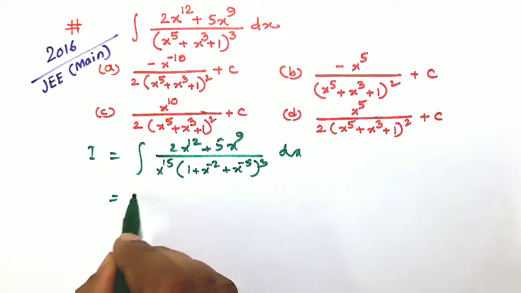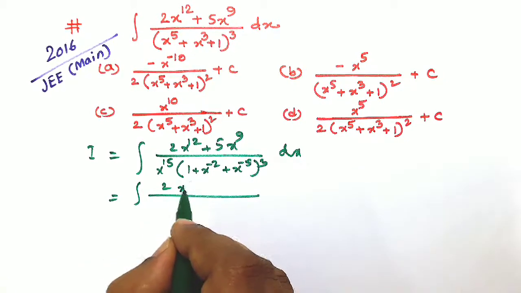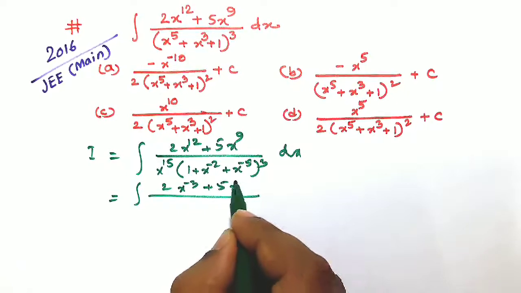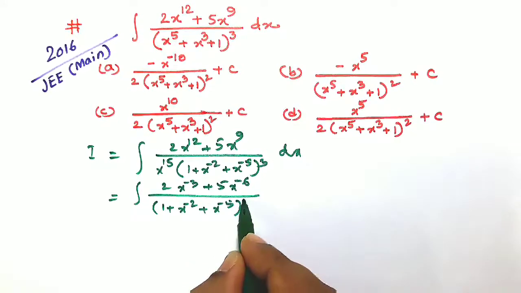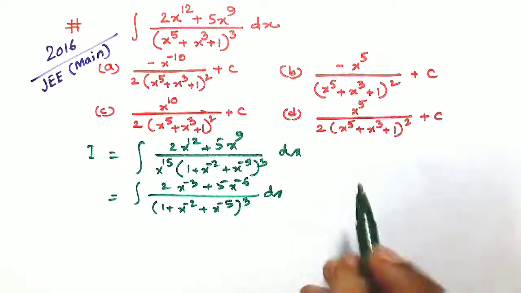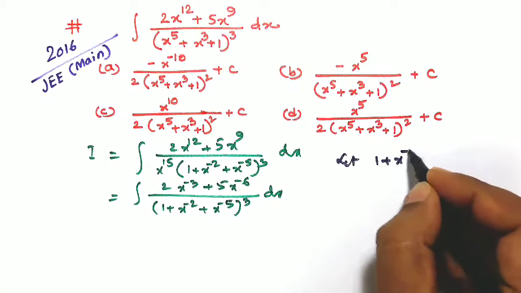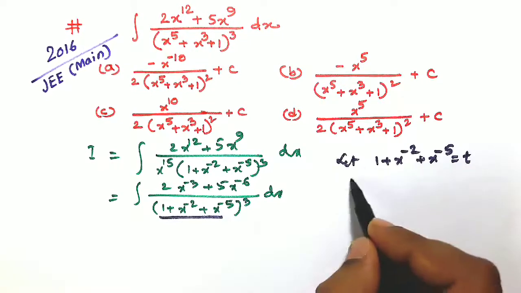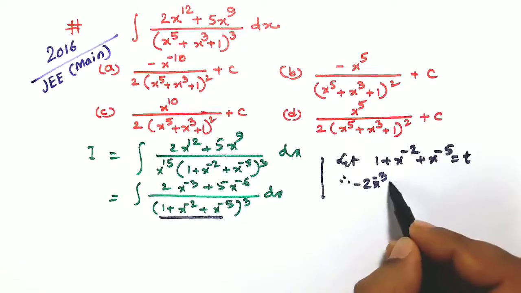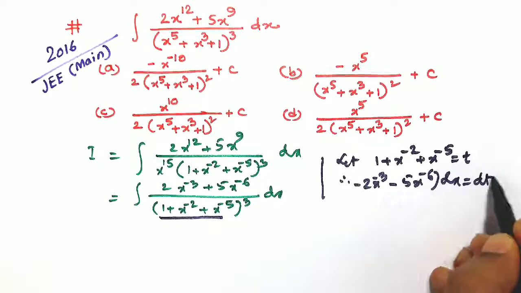Now this is equal to integration of x to the power 12 divided by x to the power 15, that is x to the power minus 3, plus 5x to the power minus 6, divided by 1 plus x to the power minus 2 plus x to the power minus 5 whole to the power 3 dx. Now we have to substitute. Let us consider that 1 plus x to the power minus 2 plus x to the power minus 5 is equal to t. If you differentiate you will find minus 2x to the power minus 3 minus 5x to the power minus 6 dx is equal to dt.